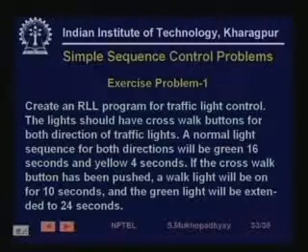So, what happens? The lights should have crosswalk buttons for both directions of traffic lights. A normal light sequence for both directions will be green 16 seconds and yellow 4 seconds. If the crosswalk button has been pushed, then a walk light will be on for 10 seconds and the green light will be extended to 24 seconds, right.